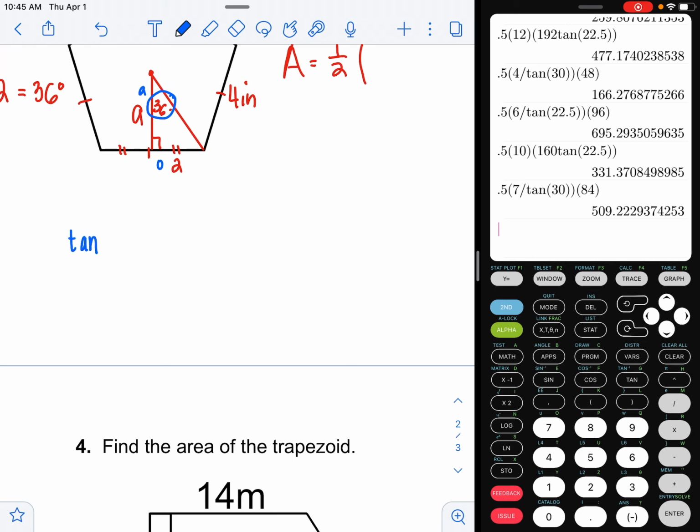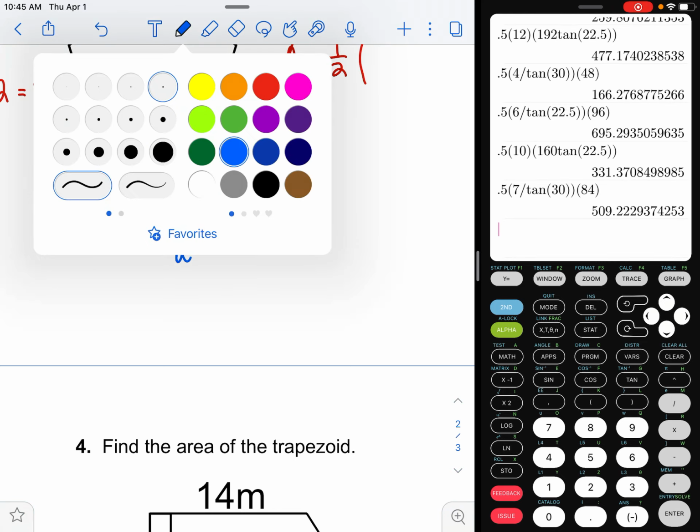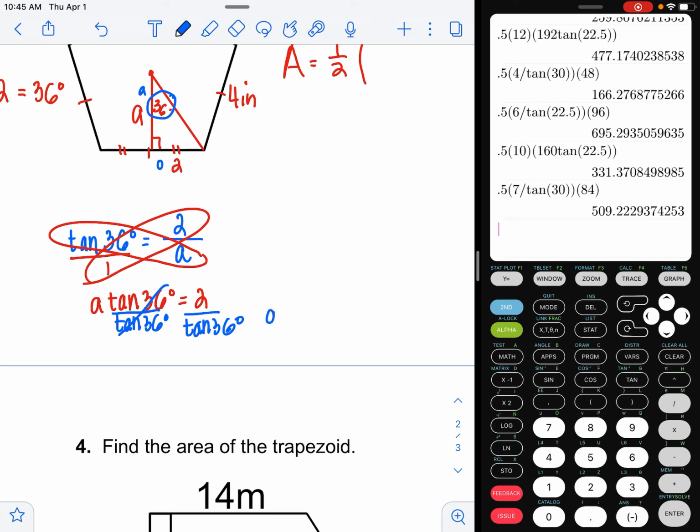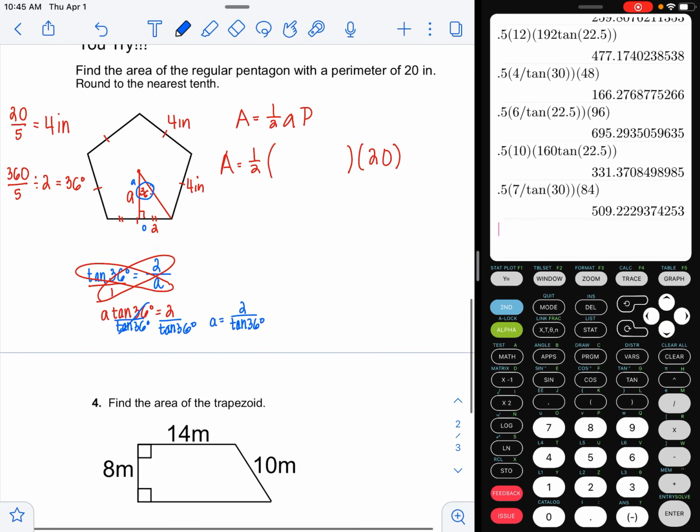So I'm doing tangent. Tangent of 36 degrees is equal to opposite, which is 2, over adjacent, which is A. I'm going to put my trig function over 1 and cross multiply. I have A times the tangent of 36 degrees is equal to 2. And now to get A by itself, I'm going to divide both sides by tangent of 36 degrees. So I get A is equal to 2 over tangent of 36 degrees. Do I need A? Sure do. So I'm going to put it in my equation.